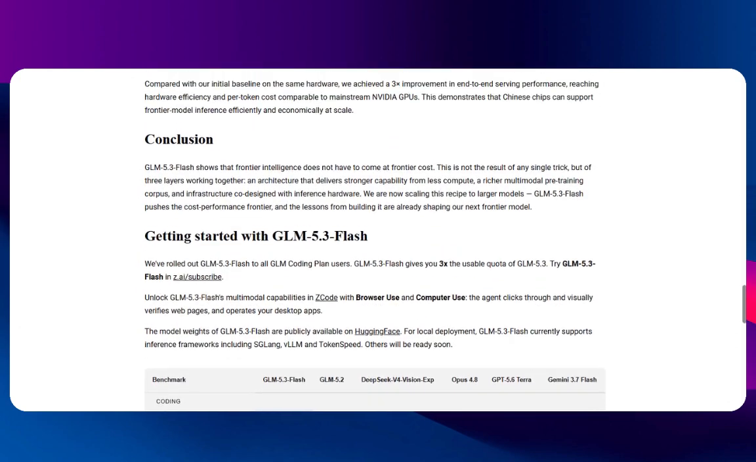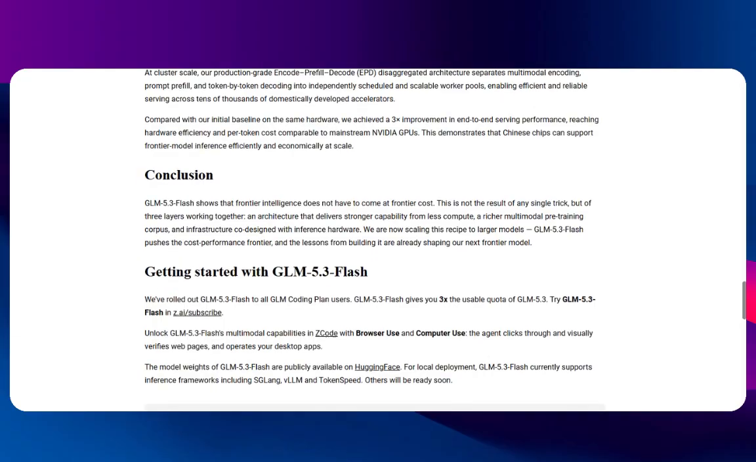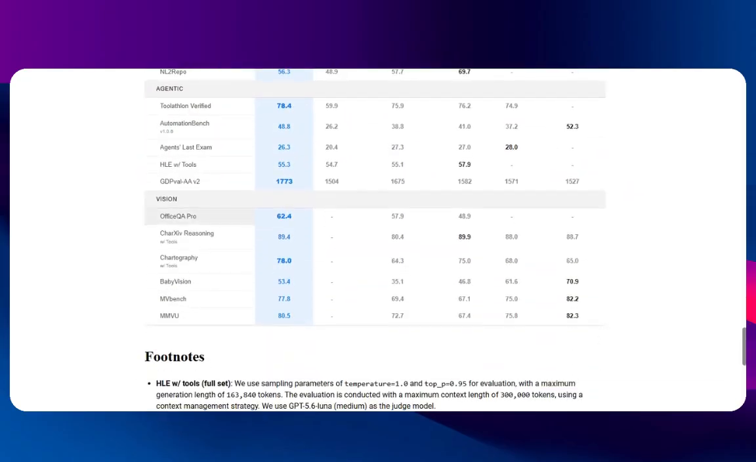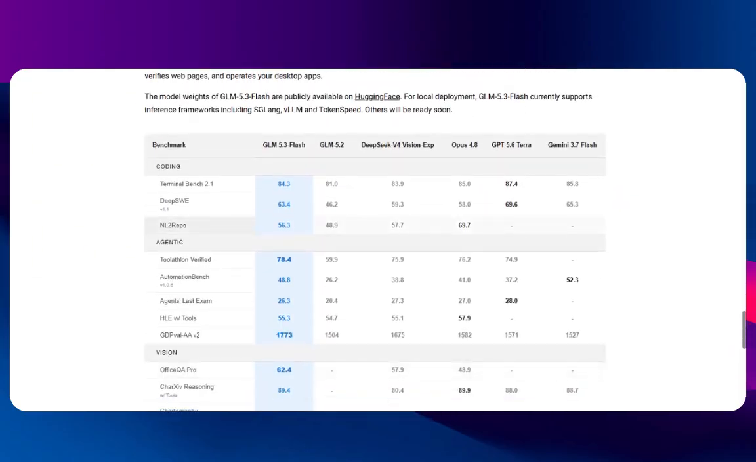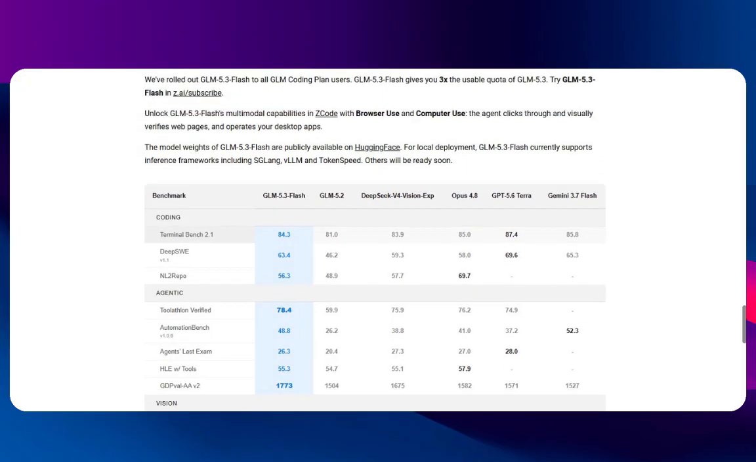And now let's talk about the benchmarks, because this is where GLM 5.3 Flash starts looking crazy. On Terminal Bench 2.1, GLM 5.3 Flash scores 84.3, compared to 81.0 for GLM 5.2, 83.9 for DeepSeek, 85.0 for Claude Opus 4.8, 87.4 for GPT 5.6 Tera, and 85.8 for Gemini 3.7 Flash.